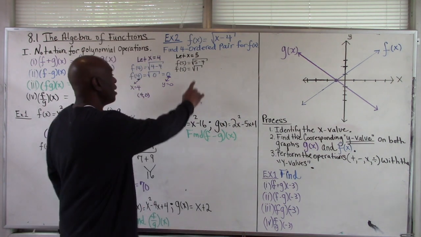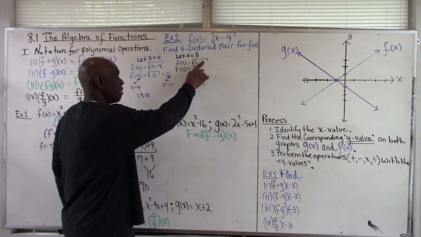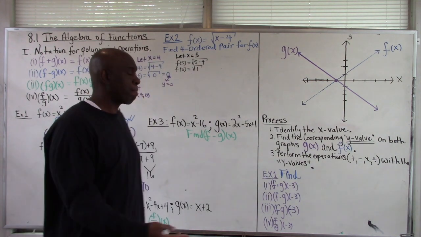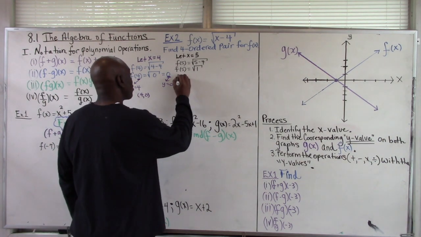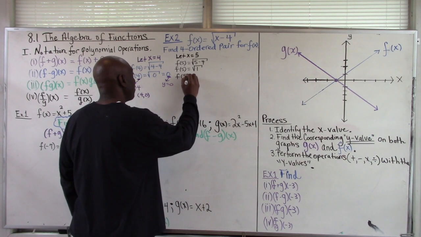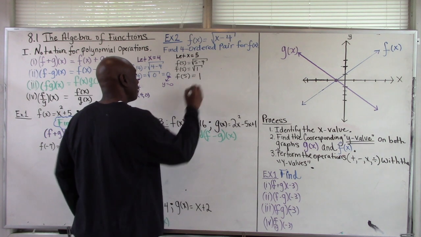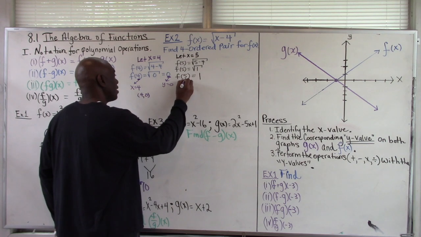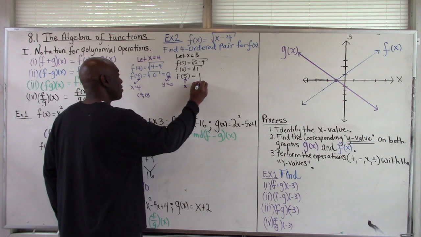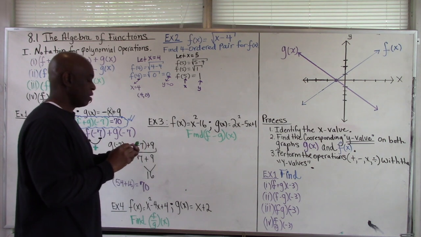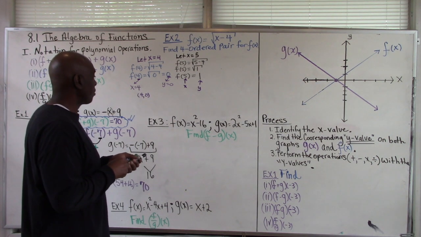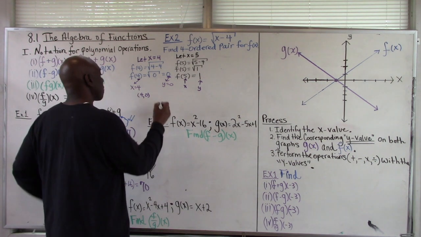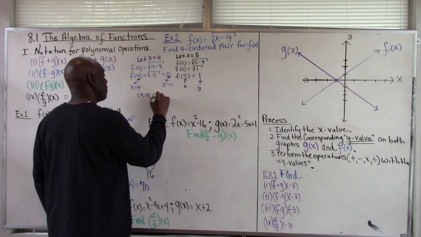Why do I have a 1 right here? Because of the 5 I chose. 5 minus 4 is 1. You choose the x value. And so f of 5 equals 1. Please remember that this is the x value and this is your y value. So the next ordered pair is going to be 5, 1.